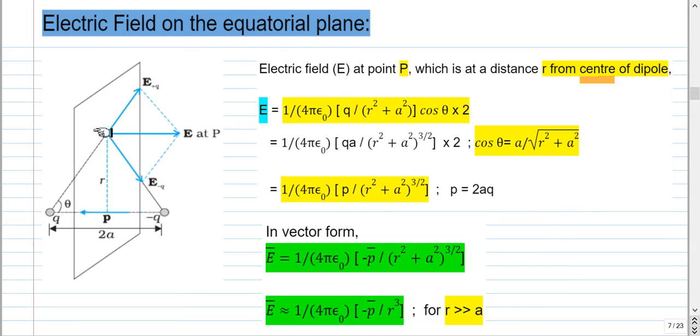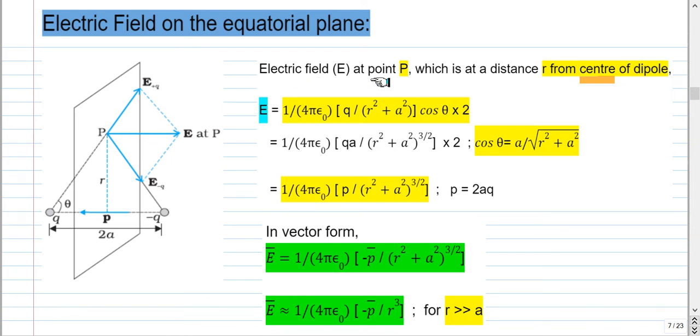The electric field at point P due to plus q will be a repulsive force in this direction, and due to minus q will be an attractive force in this direction. And because of symmetry, these two angles will be the same. So for the net electric field, the vertical component of plus q, which is upwards, and the vertical component of minus q, which is downwards, will cancel. But the horizontal component, which is towards the right, will add.